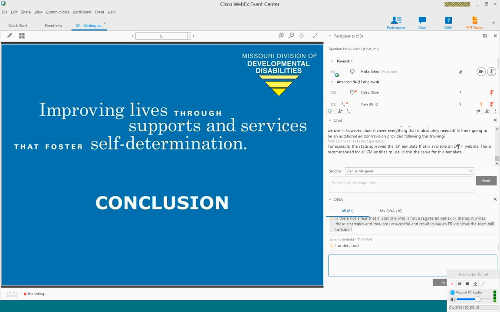For example, the state-approved ISP template that's available on the DMH website is recommended for all case managers to use. Is this the same for this template? If you have to have a yes or no, the answer is yes, I recommend it. I don't really have that power, but if you want to believe it, you can. We are providing this template as an aid for you, to help you understand what a safety crisis plan should look like or could look like.